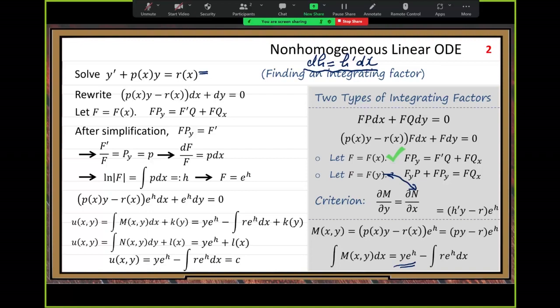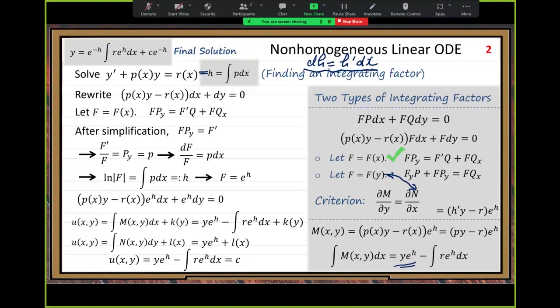To write the final solution, because our final solution we like to write as y equals a function of x, we need to do division on both sides by this e to the h function. So we get the y expression out. So the final solution after we do that division, y equals this expression, c times e to the negative h, two terms.